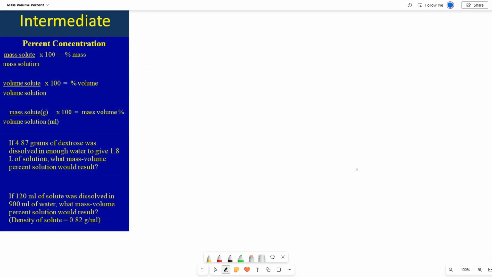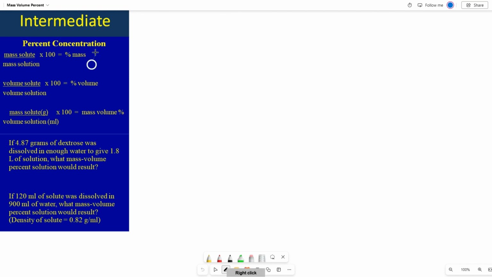Hello, fellow chemists. In this video, we're going to take a look at calculating mass volume percent. This is labeled as an intermediate level video because it assumes you have a basic understanding of the terms solute, solvent, and solution. If you need a review of that information, I'll put a link in the upper right-hand corner.